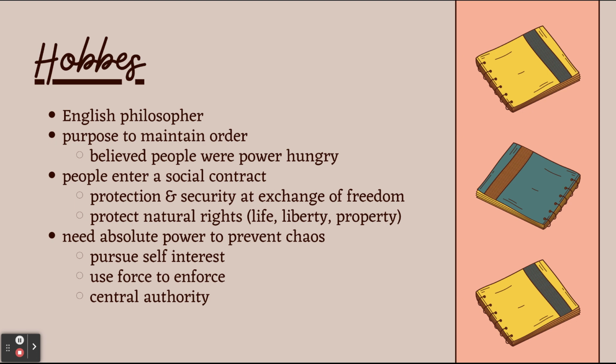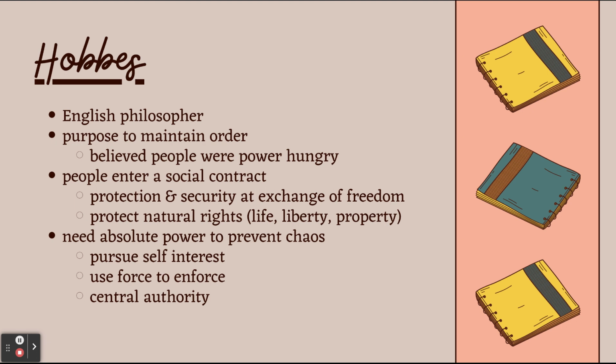The next one we're going to look at is Thomas Hobbes. Thomas Hobbes was an English philosopher. He believed that the purpose of government was to maintain order within the society to avoid chaos, and he believed that people were inherently power hungry, so that some form of government was necessary to avoid this chaos.